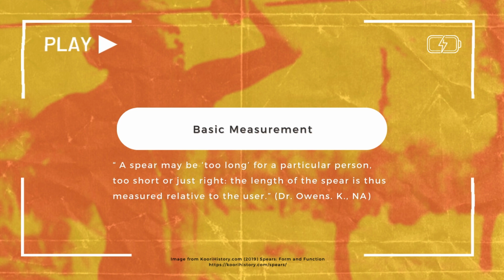They use their observations and knowledge of the relationship between things to determine their measurements. An example given by Dr. Kay Owens looks at a problem of the length of a spear. She says, a spear may be too long for a particular person, too short, or just right. The length of the spear is thus measured relative to the user.